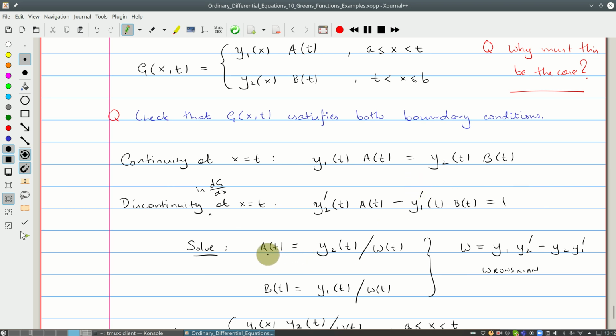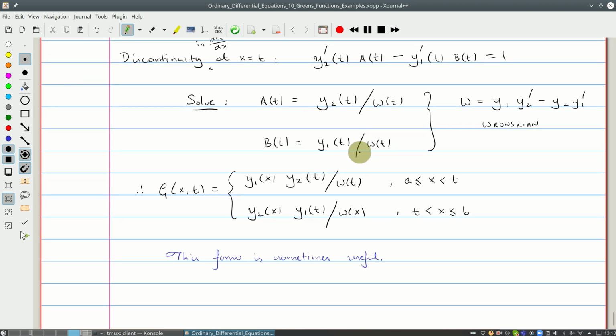You get a is given by y2 at t divided by W of t, and b is y1 of t divided by W of t, where W is the Wronskian. And just to remind you, the Wronskian is defined as y1 y2 prime minus y2 y1 prime. If you forgot what the Wronskian is, I described it in a previous lecture on differential equations.